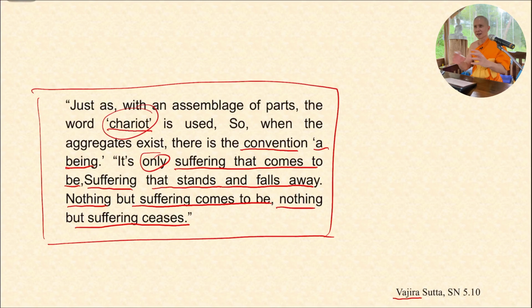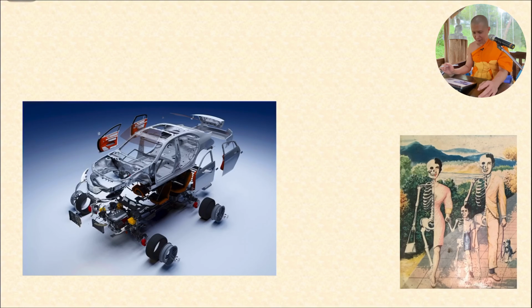Chariot is like a car. Because of the assemblage of the parts, that is why we call it a car. But if you break down each element, there is no such thing called a car. It's just a conventional term that we created. No such thing called car. Think of this picture. Where is the car? Is the car the wheel? Is the car the door? Is the car the engine? What exactly is the car?